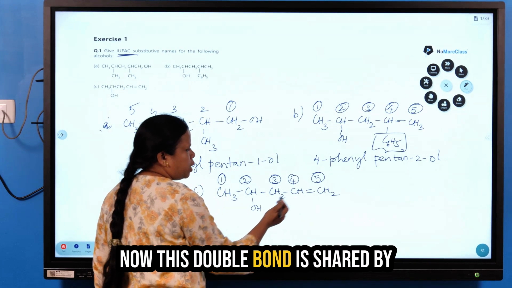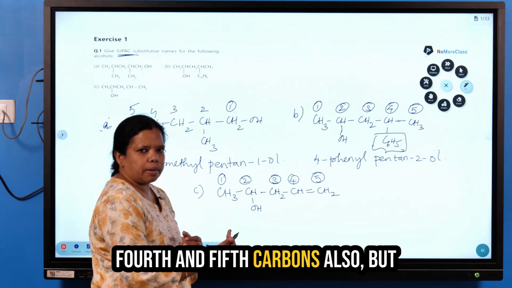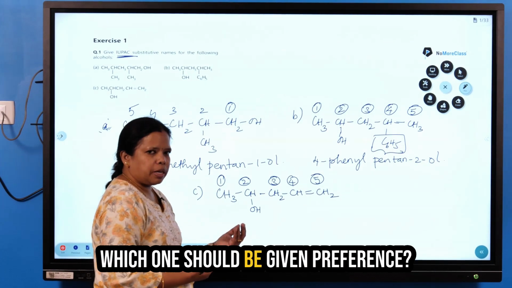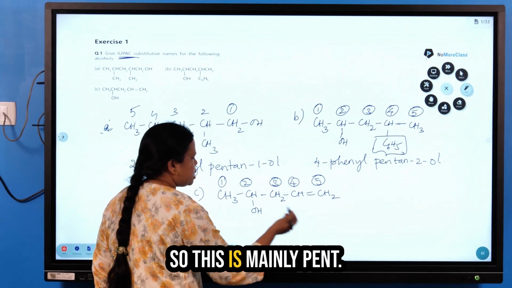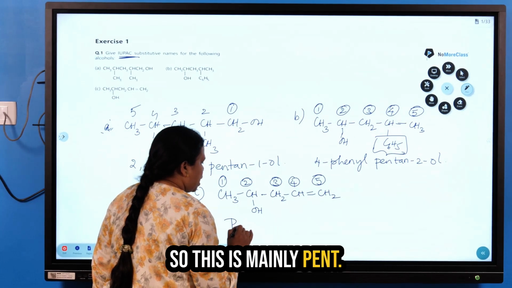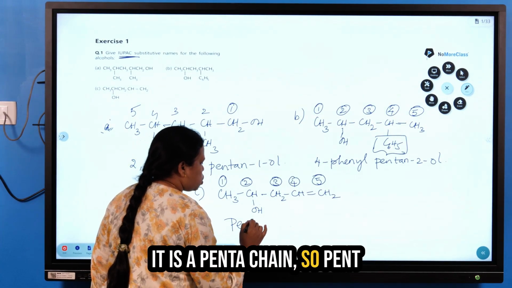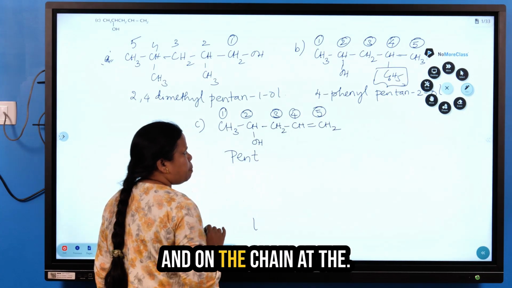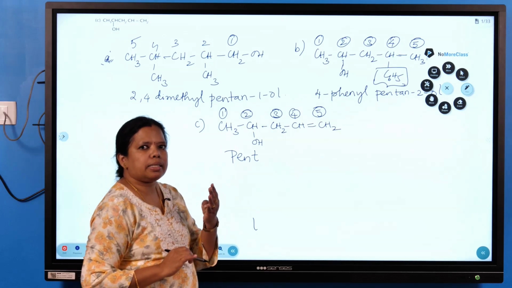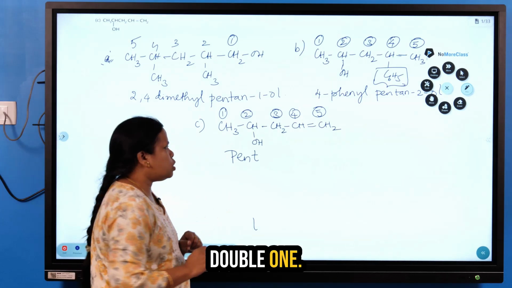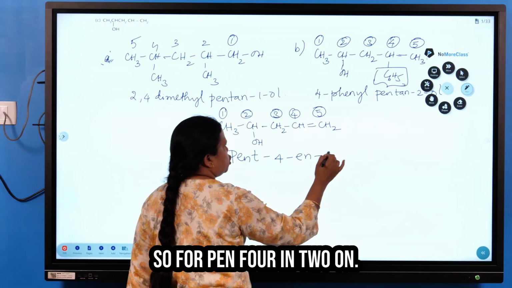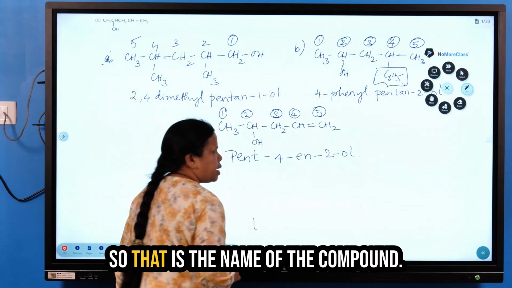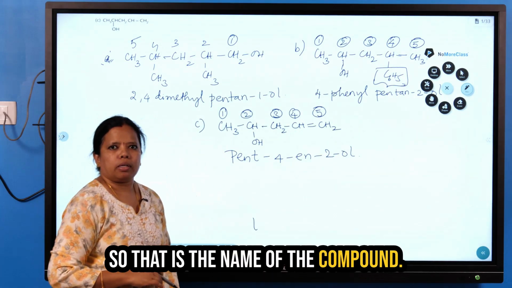Now this double bond is shared by the 4th and 5th carbons. But which one should be given preference? The fourth position should be given preference. So this is mainly pent, it is a penta chain. And on the penta chain at the 4th carbon there is a double bond. So pent-4-en-2-ol. So that is the name of the compound.